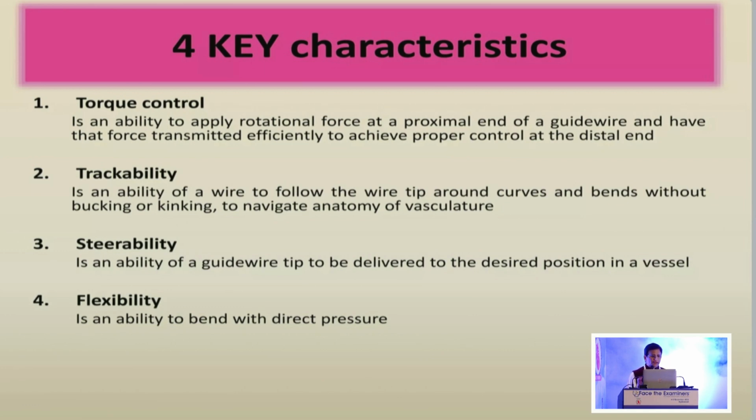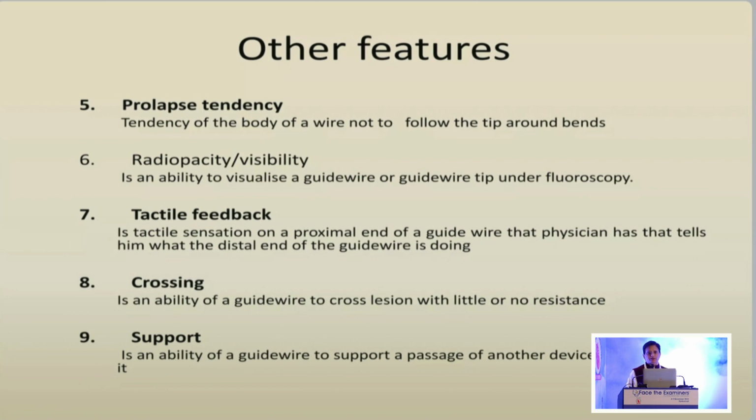Then the flexibility. Flexibility is the ability to bend with direct pressure. That means whether the tip of the wire is flexible or not. I'll tell you about that also a little later. The other thing is a prolapse tendency. The tendency of the body of the wire not to follow the tip around bends. You can imagine an engine with bogies, or a tractor with a trolley. If the tractor engine is going somewhere and the trolley is not following it, that's prolapsing. That means the body is not following the tip of it.